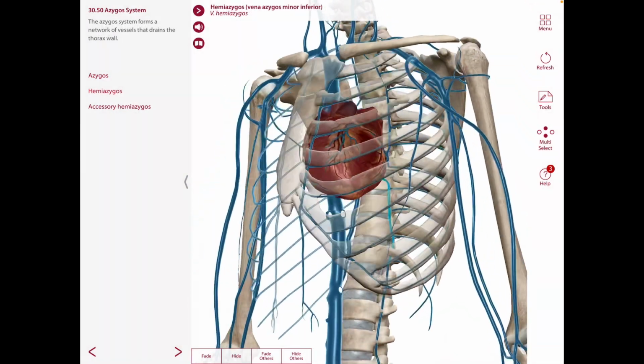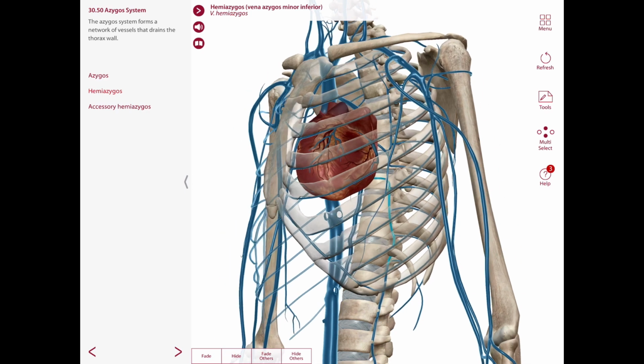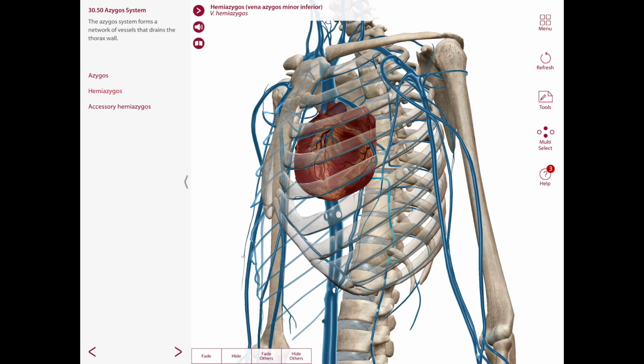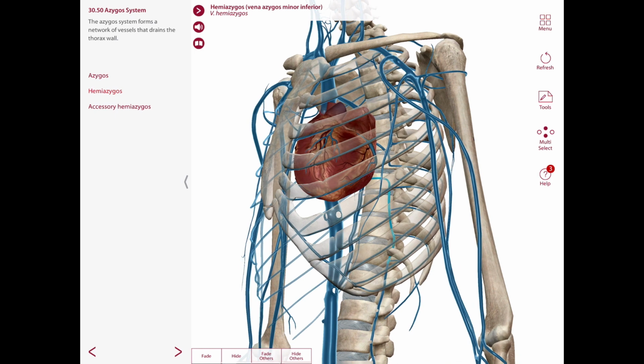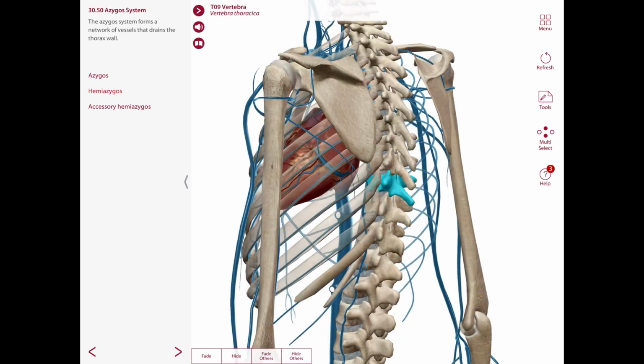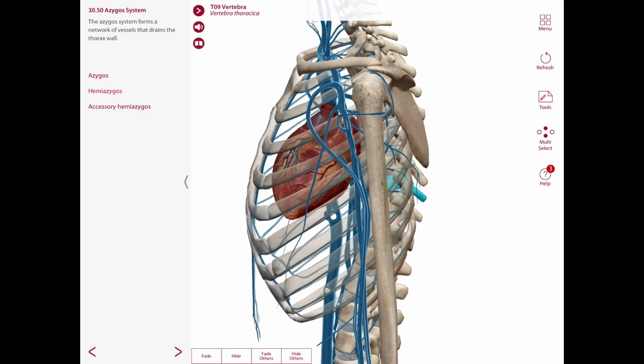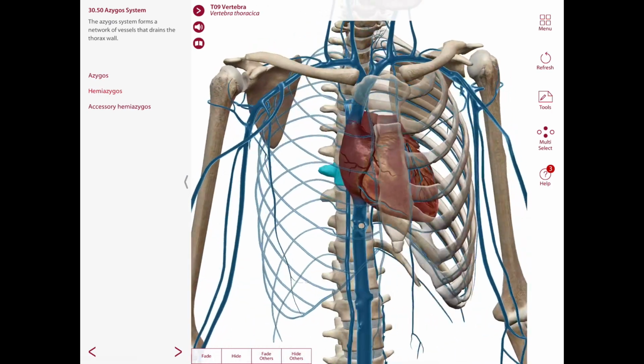The hemiazygous vein is formed by the union of the ascending lumbar and subcostal veins on the left side, and it enters the thorax through the left crus of the diaphragm. It also ascends on the left side of the lower thoracic spine to approximately the level of T9, and it crosses to the right side of the vertebral column to end in the azygous vein.